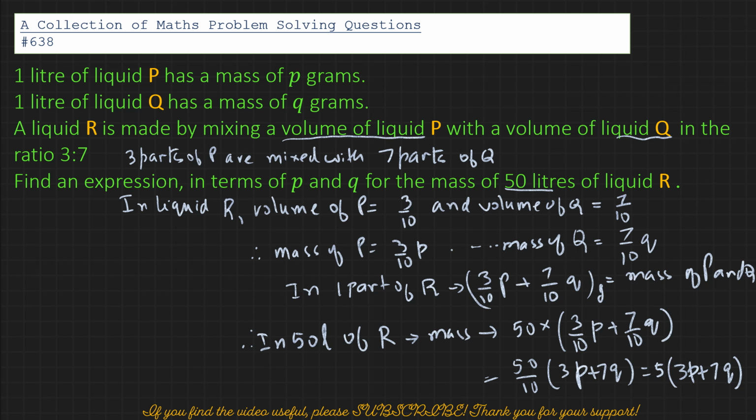So we need to just find an expression for P and Q for the mass of 50 liters, and this is the expression, that is 5 times 3P plus 7Q.